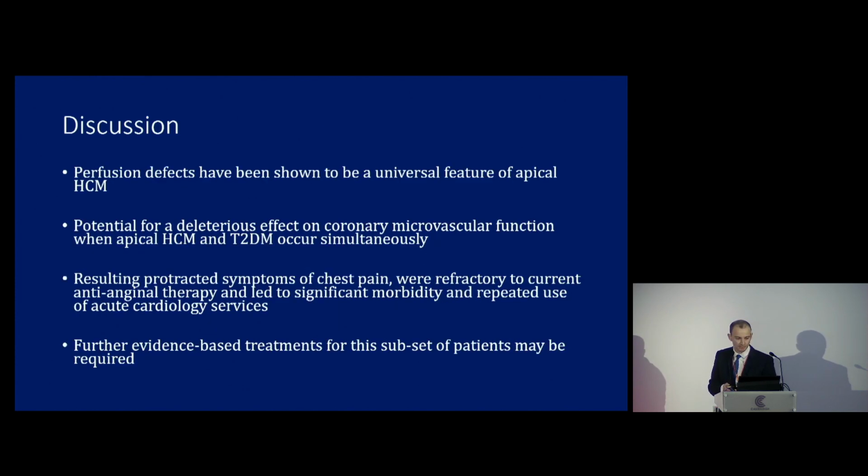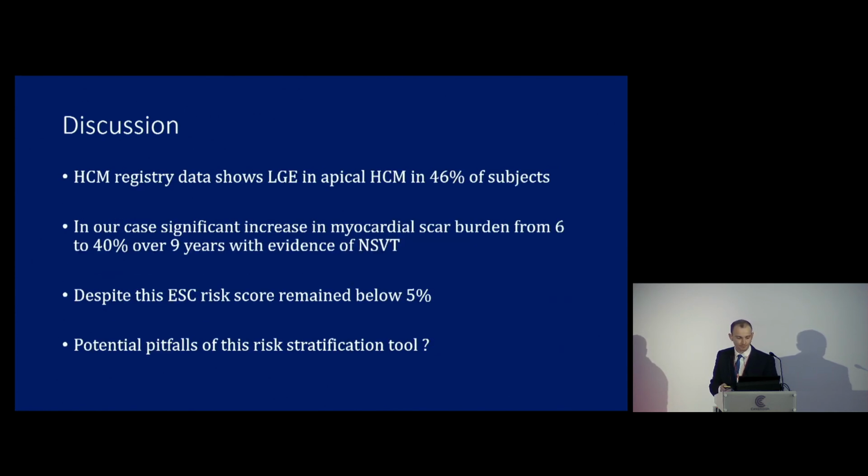As we said, perfusion defects have been shown to be a nearly universal feature of apical HCM. There's some interesting work done by Bart's group recently which showed nearly all patients have these perfusion defects on quantitative perfusion. And so when you get the added hit to the myocardium of type 2 diabetes, which is also associated with microvascular dysfunction, there's a potential for a significant impact in terms of microvascular angina and symptoms. So potentially there's a need for further evidence-based treatments in this set of patients.